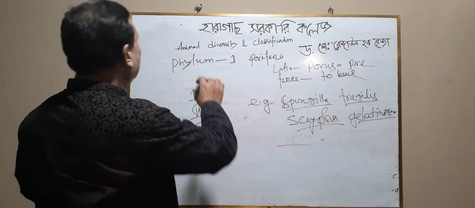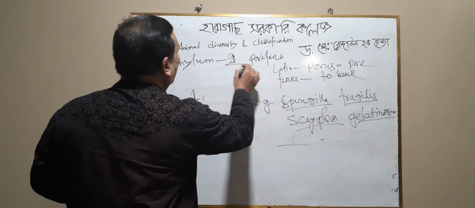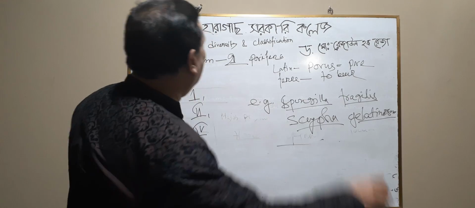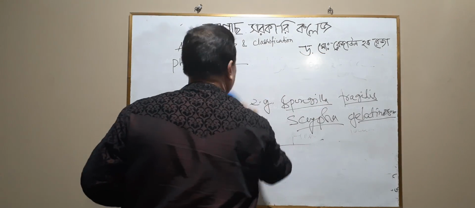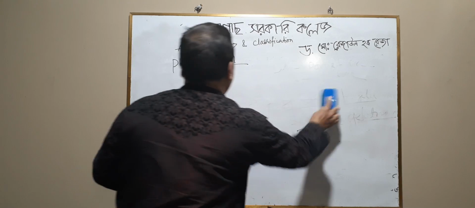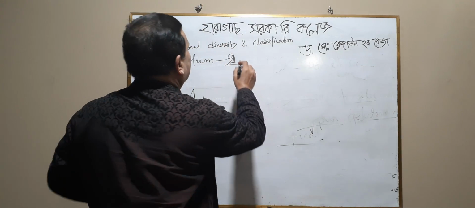Now we see major phylum number 2. Major phylum number 2, Cnidaria.